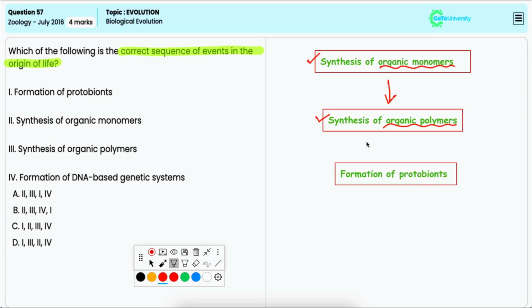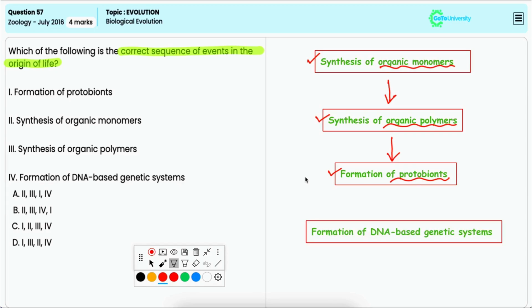Then formation of protobionts took place. That is, primitive cell-like structures are formed consisting of polymers enclosed within a lipid membrane and showing simple metabolism and replication-like processes. And then the formation of a DNA-based genetic system took over.